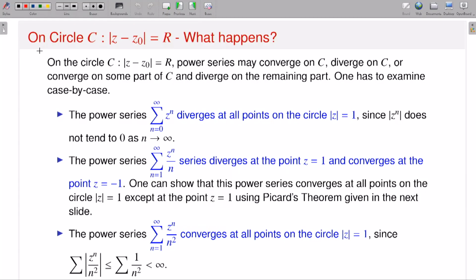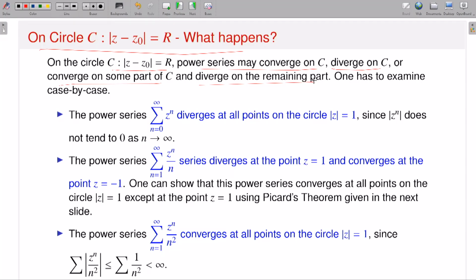So as I said, on the circle, that means on the boundary of the domain of convergence, what sort of conclusion can I say? So that's what I have written. On the circle where mod of z minus z naught is equal to r, the power series may converge on C or diverge on C, or converge on some part of C and diverge on the remaining part. So there could be anything, right? There is nothing concrete.